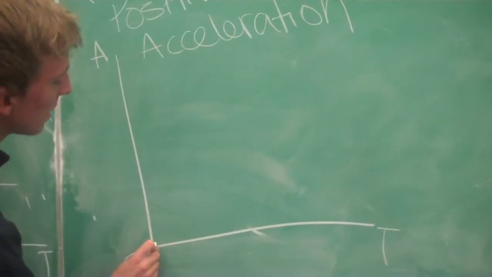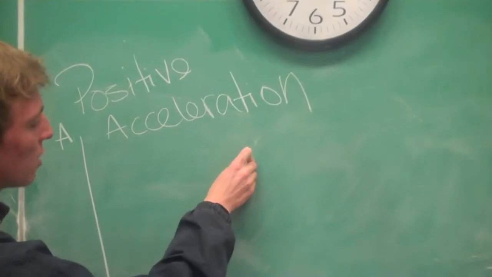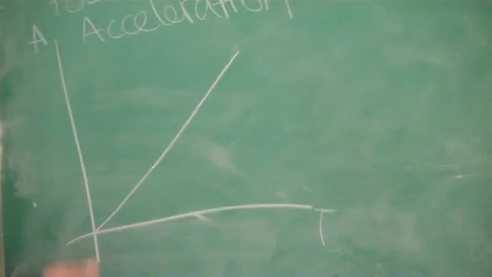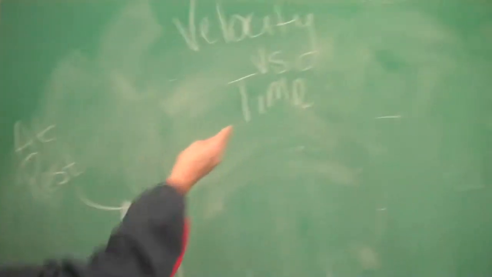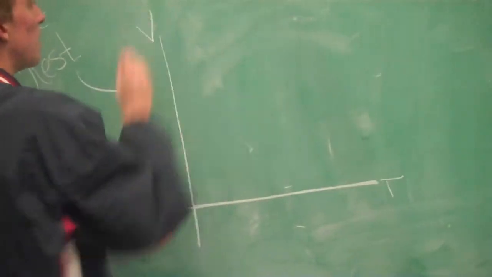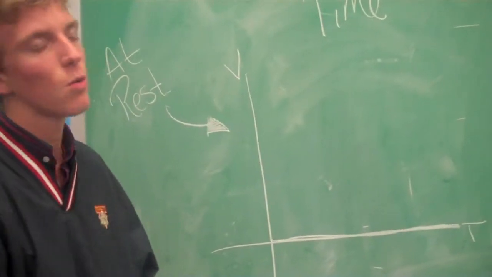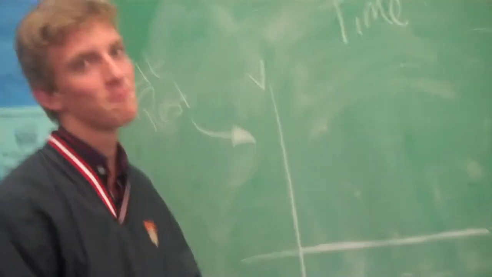So for positive acceleration, we're going to see that it's going to have a constant acceleration with the time, which is going to have the graph looking like that. Because as time goes on, we have a constant positive acceleration. Now we're going to look at velocity versus time. So velocity will be up here and time down here. Just like with acceleration versus time, at rest you're not going to see really any change in velocity because as time goes on, there's no velocity targeted.